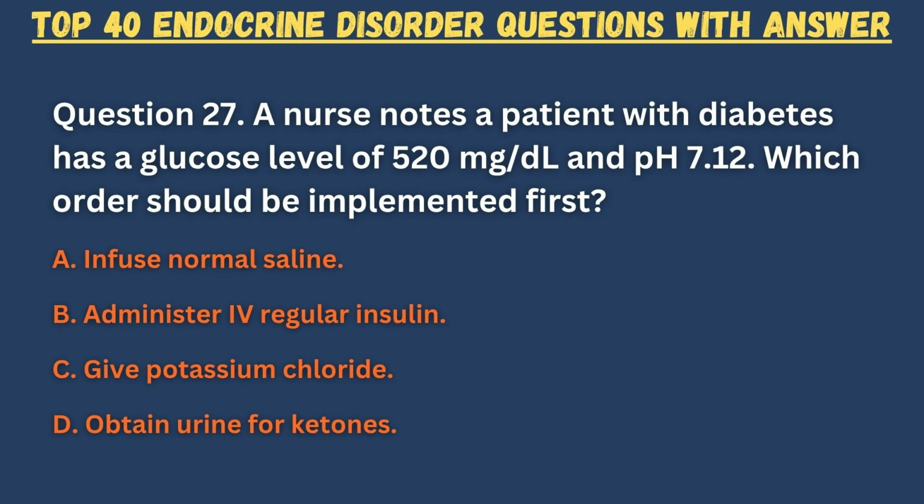Question 27. A nurse notes a patient with diabetes has a glucose level of 520 milligrams per deciliter and pH 7.12. Which order should be implemented first? A. Infuse normal saline. B. Administer IV regular insulin. C. Give potassium chloride. D. Obtain urine for ketones.